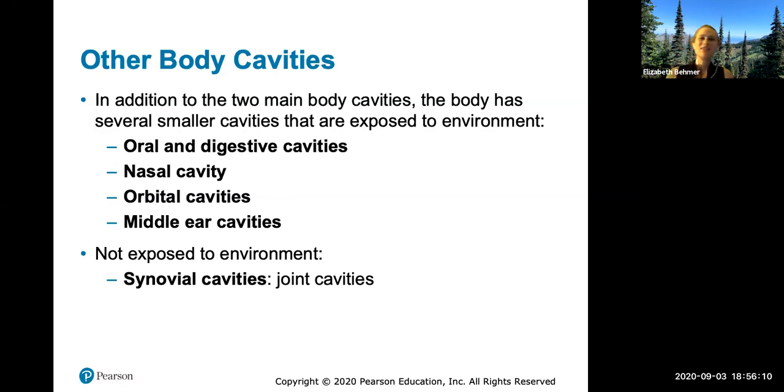In addition to these two main body cavities, there are other smaller cavities: the oral or digestive cavity, nasal cavity, orbital cavity with your eye, and the middle ear cavities. You also have synovial cavities, which are spaces where your joints are, which are also filled with fluid.